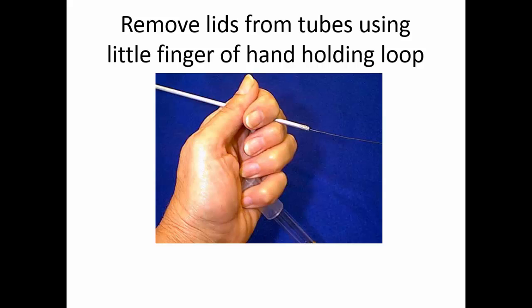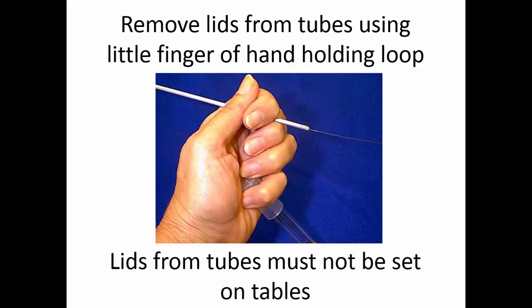Sometimes you will have to remove lids from tubes. You can't take the lids off and lay them down on the countertop. You have to learn how to use that hand that's holding the loop, wrap your little pinky finger around the lid, and either pull the tube off and leave the lid in your hand or unscrew the tube if it's a screw cap. But the lids from the tubes cannot be set on the table. They must stay in your hand.